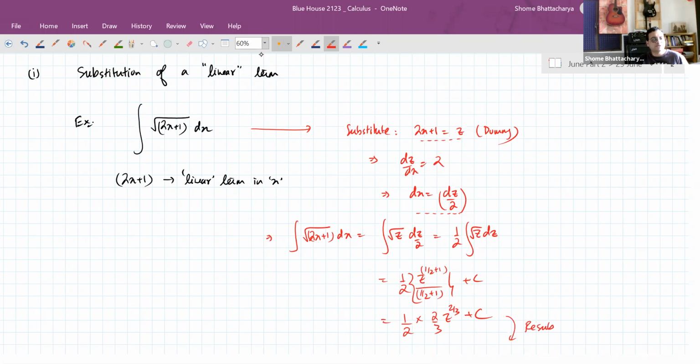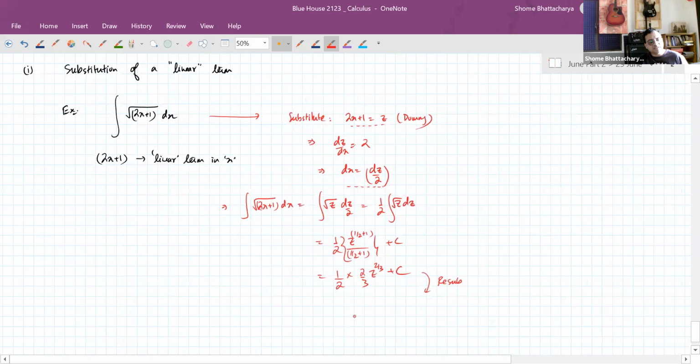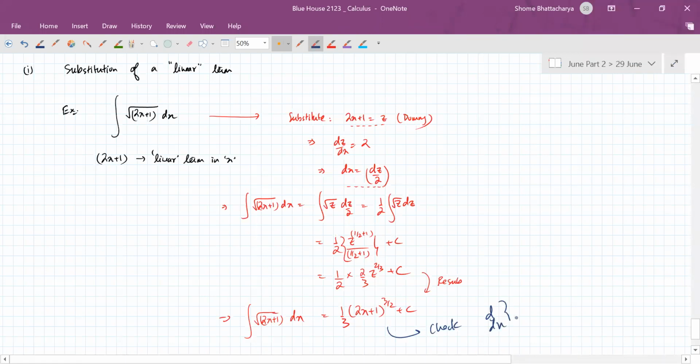Okay. So after completing the resubstitution, we will see that this becomes 1 by 3. Now z was how much? It was 2x plus 1 to the power 3 by 2 plus c. So finally, our integration of square root of 2x plus 1 is given by this antiderivative. And we can always check that our answer is correct. So to check it, you should just differentiate this term.